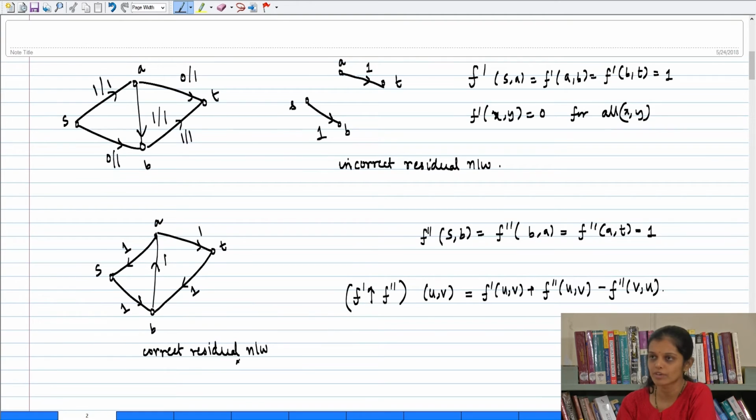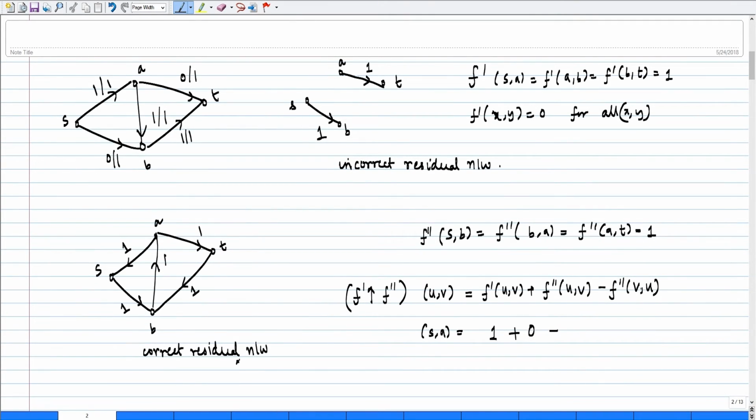So let us try to substitute this for a couple of things so that we understand it correctly. Let us do this for the edge SA, and what will we get here? F prime of SA is equal to 1, plus F double prime of SA, which is 0 because that edge is not even present in the residual network, minus F double prime of AS, if you sent any, which you did not send. So this is minus 0, which happens to be 1. So the augmented flow along this edge continues to be 1 unit.